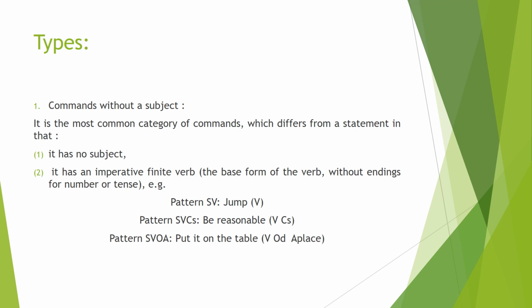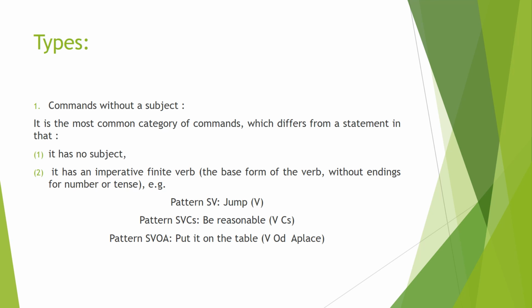Again, another example: "Be reasonable." Again, this is another imperative sentence, or another command. It has no subject. It starts only with what? With the verb. And you see here, the verb we are using is the verb "be" in its base form, followed by "reasonable," which is an adjective. And we know that adjectives that come after the verb "to be" function as what? As subject complement. So the pattern of this sentence is verb plus subject complement.